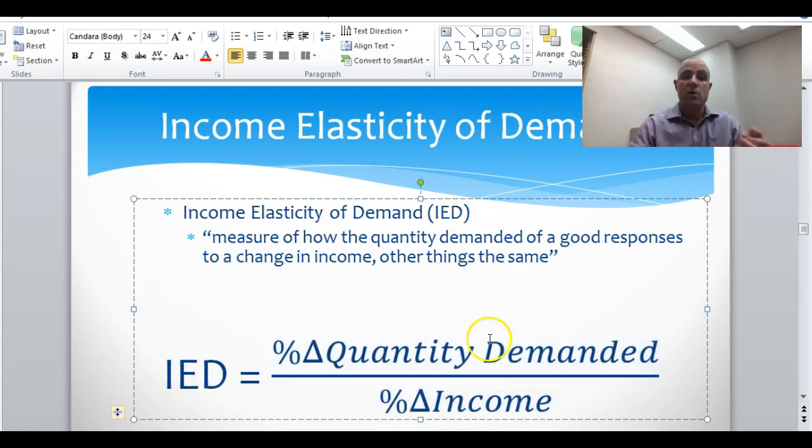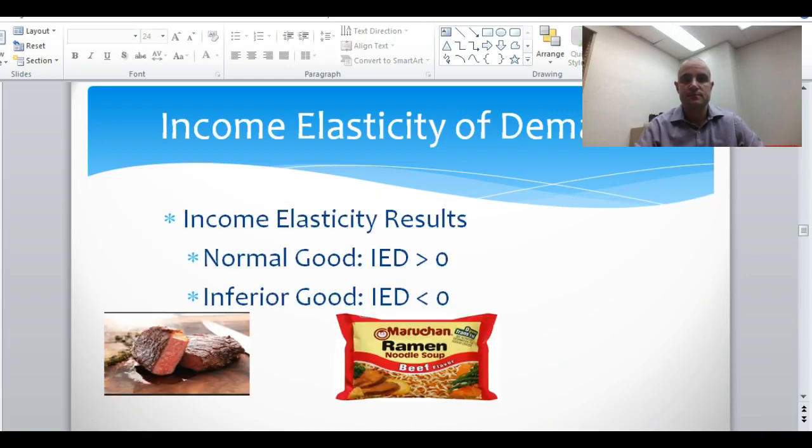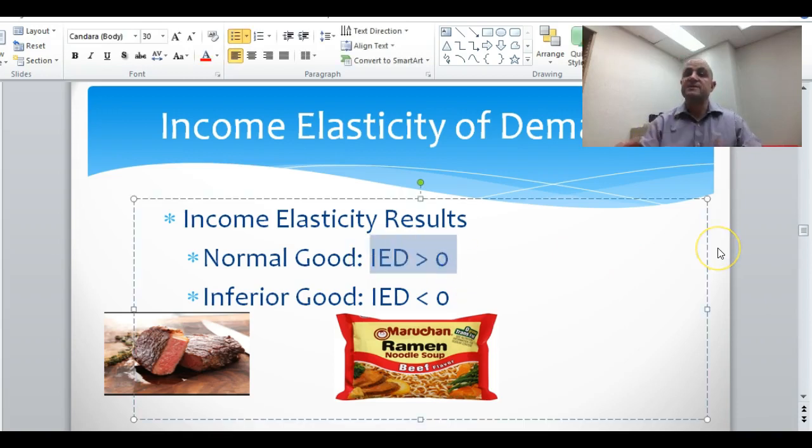Now, the one thing you'll see here is that there's no absolute value sign. When that's the case, that means that we're taking the value as is. Unlike price elasticity of demand, the income elasticity can be positive or negative. So what does that mean? Let's say that the income elasticity is greater than 0. It's positive. So what does that mean?